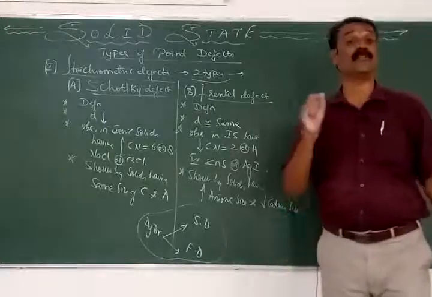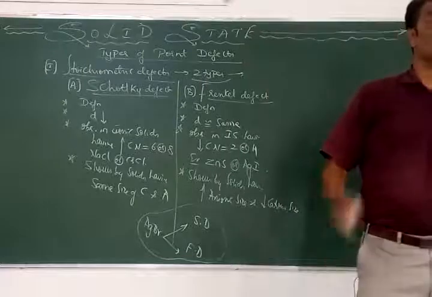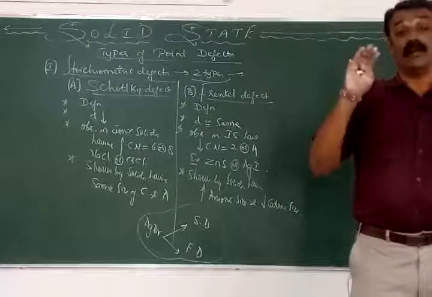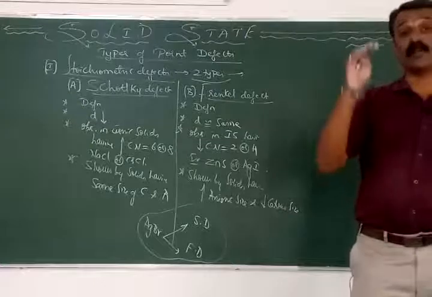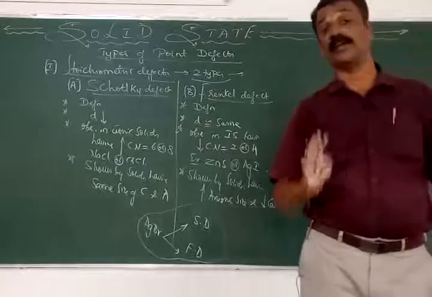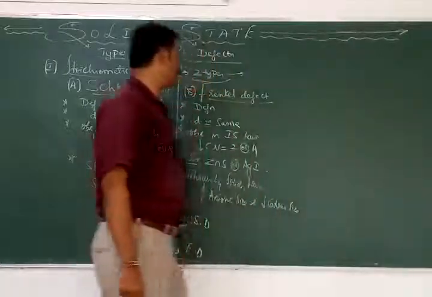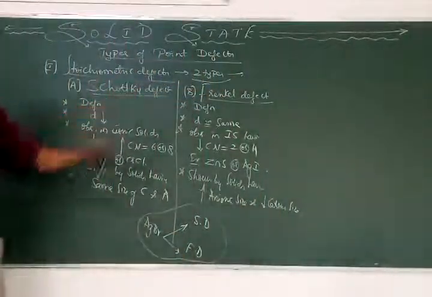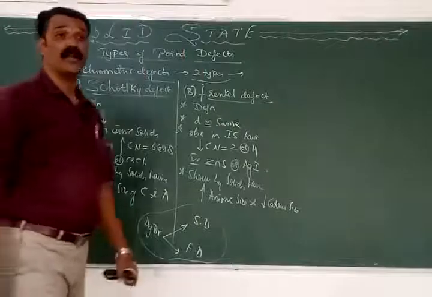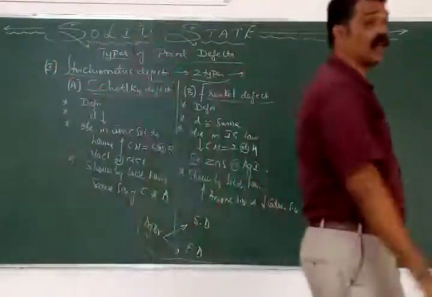Interstitial position, that refers to which one? The Frenkel defect. In the Schottky defect, the number of particles goes missing, which means its mass decreases, therefore the density of the ionic crystal decreases. But the density remains the same in the case of which defect? The Frenkel defect.